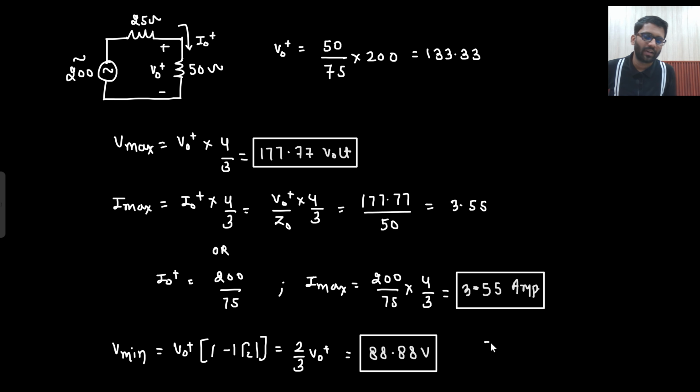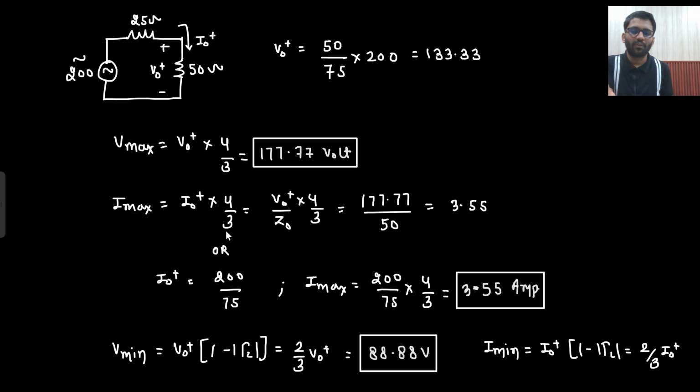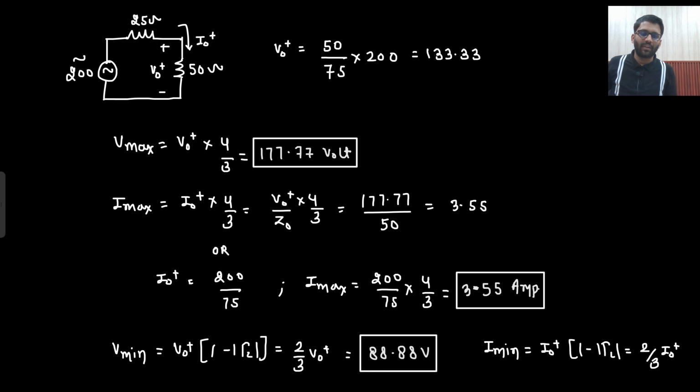And if I need to calculate I min, then I min also will be equal to I naught plus into 1 minus gamma L. So that would be 2 by 3 I naught plus. Okay, so this was your 4 by 3 I naught plus, this was 3.55. So simply half I need to take. So what I will be getting? I min will be equal to 3.55 divided by 2, so 1.77.